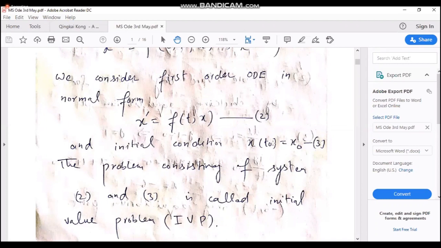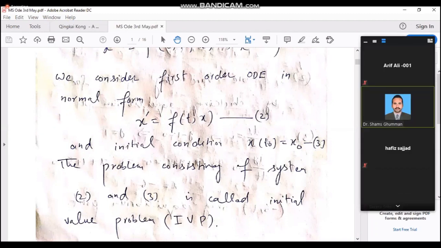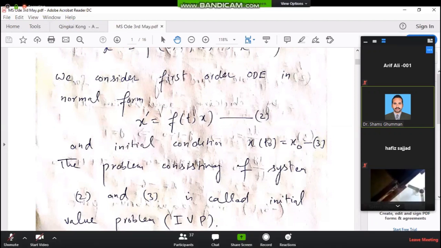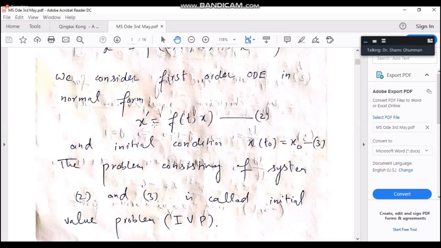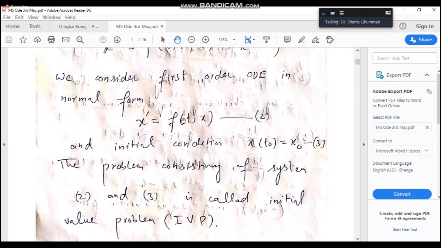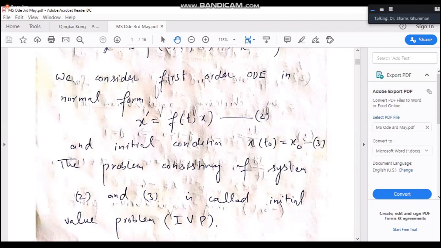the domain of f can be defined from I cross Rn, defined from interval, the solution x defined from I to Rn. So the function x is from I to Rn, and in the vector valued function, the equation 2 can be converted to the first order differential equation, the system of the first order differential equations.